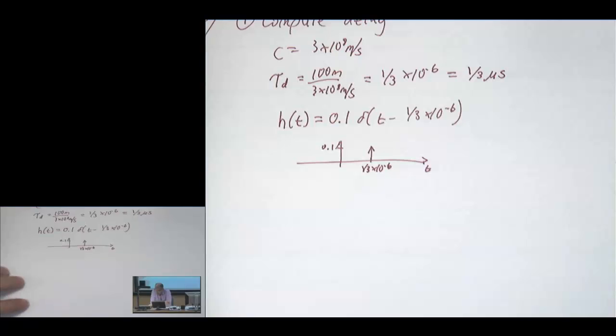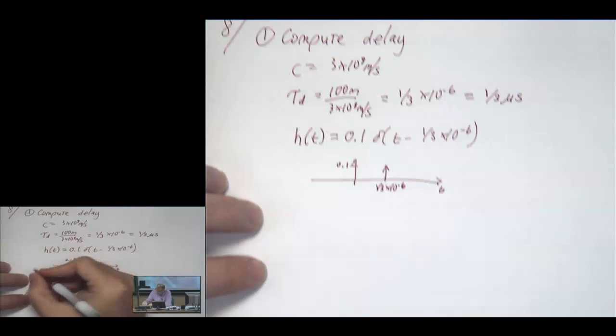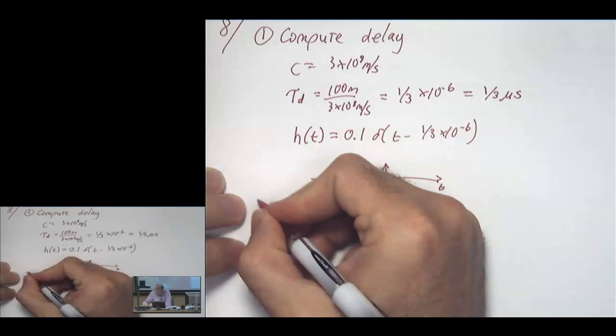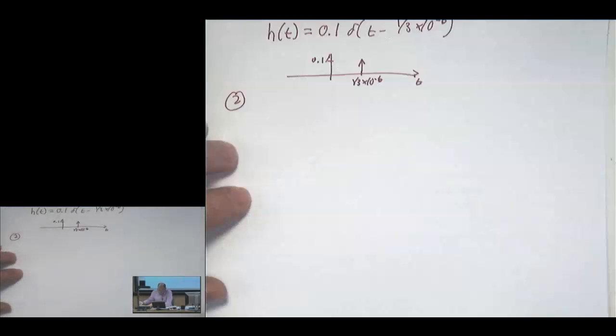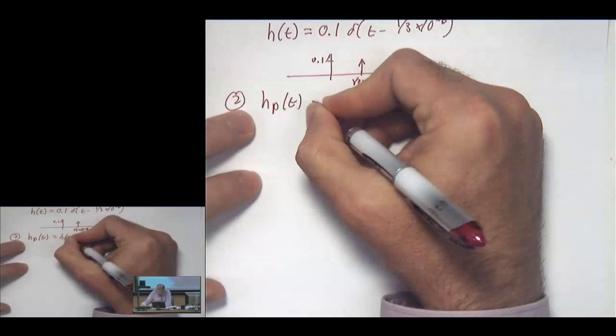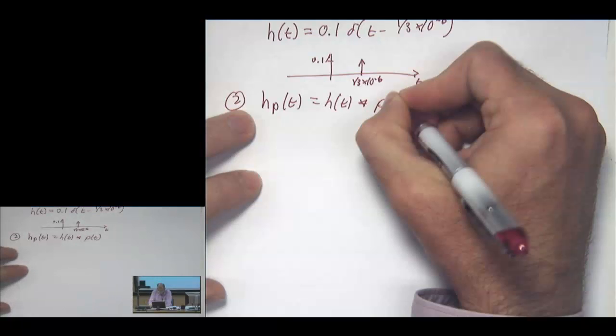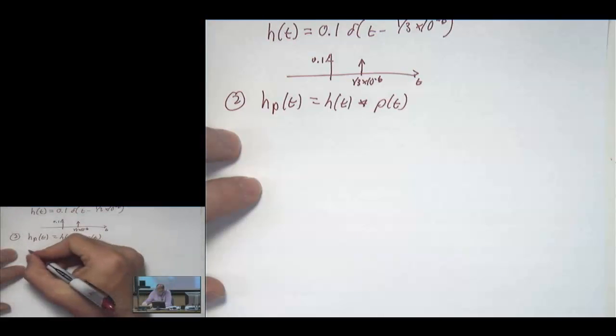Okay, so now let's go through the calculations. I'm going to write down the calculations here, which I have done ahead of time, so hopefully you get the idea. First of all, let's compute h_p of t, which is h of t convolved with p of t. This is our passband channel. This is just an exercise in convolution.